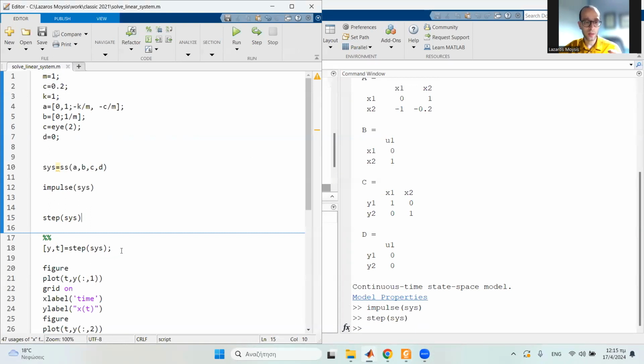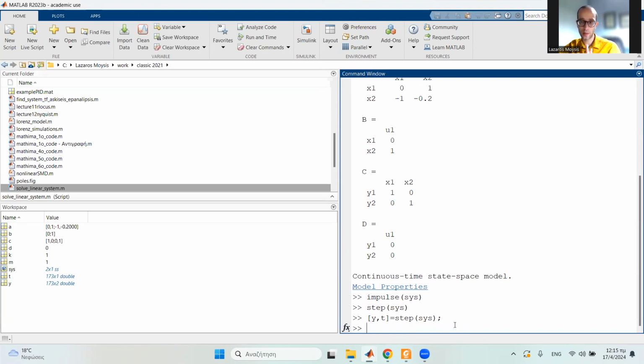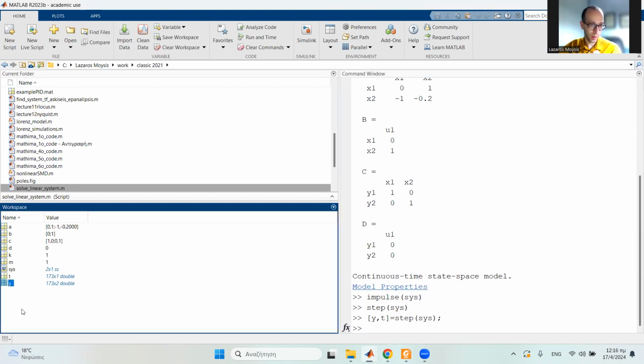So for that, Matlab has this variation of the step command, where if we run this, instead of plotting a graph, it simulates the step response and saves the time in the variable t and the output in the variable y. So if you see right here, for example, y has two columns. The first column is the first output, and the second column is the second output.